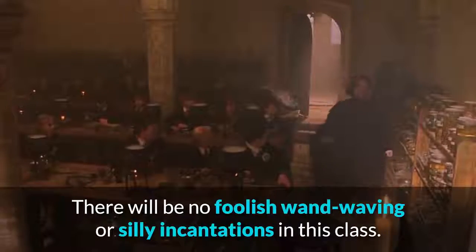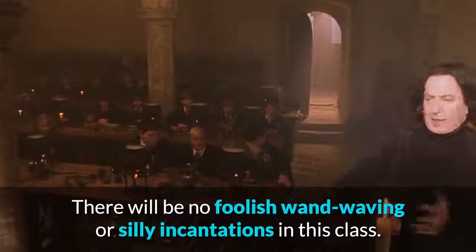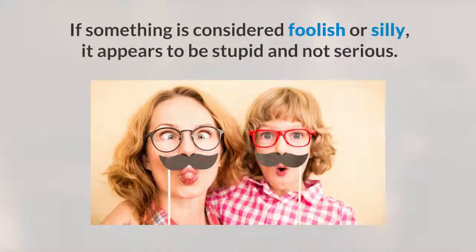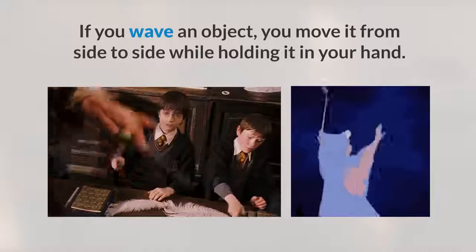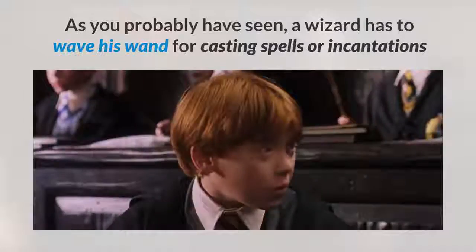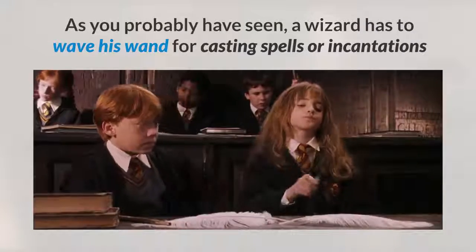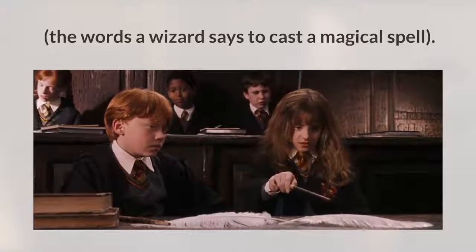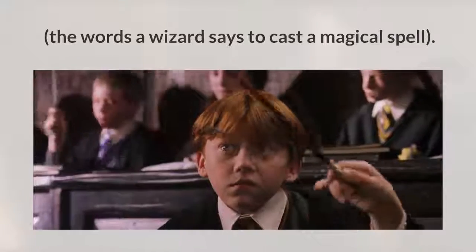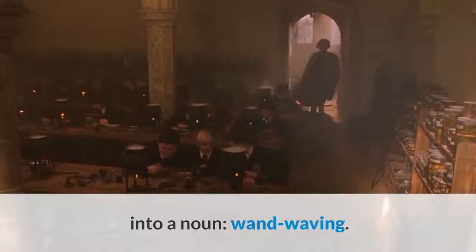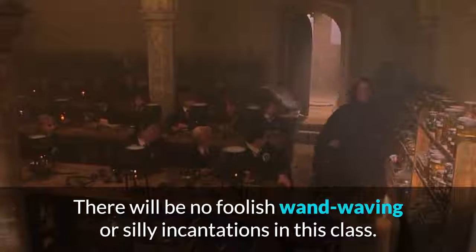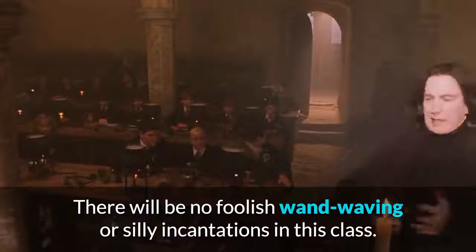There will be no foolish wand-waving or silly incantations in this class. If something is considered foolish or silly, it appears to be stupid and not serious. A wand is the object a wizard or witch uses for doing magic. If you wave an object, you move it from side to side while holding it in your hand. As you probably have seen, a wizard has to wave his wand for casting spells or incantations, or the words a wizard says to cast a magic spell. In the scene, Snape transforms the phrase "to wave a wand" into a noun, wand waving.